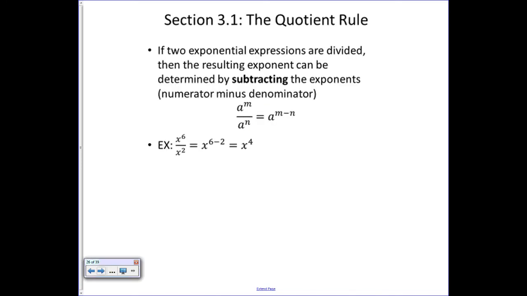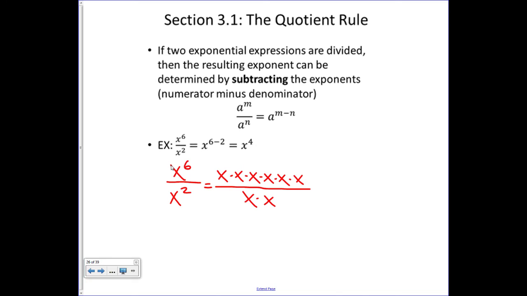Finally, when we're dealing with the quotient rule, if you have two exponential expressions that are divided, then the resulting exponent can be determined by subtracting the exponents, numerator minus denominator. So if we have something like x to the 6th divided by x squared, it's the same thing as x times x times x, 6 times. And then on the bottom we get x times x.